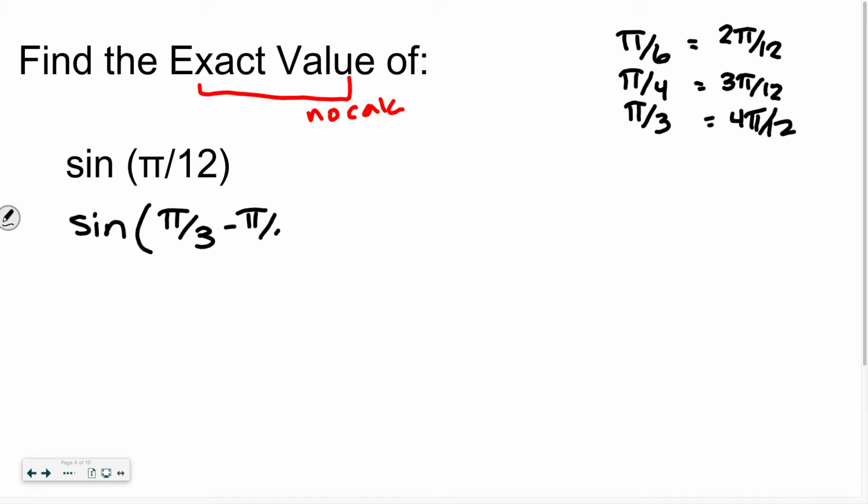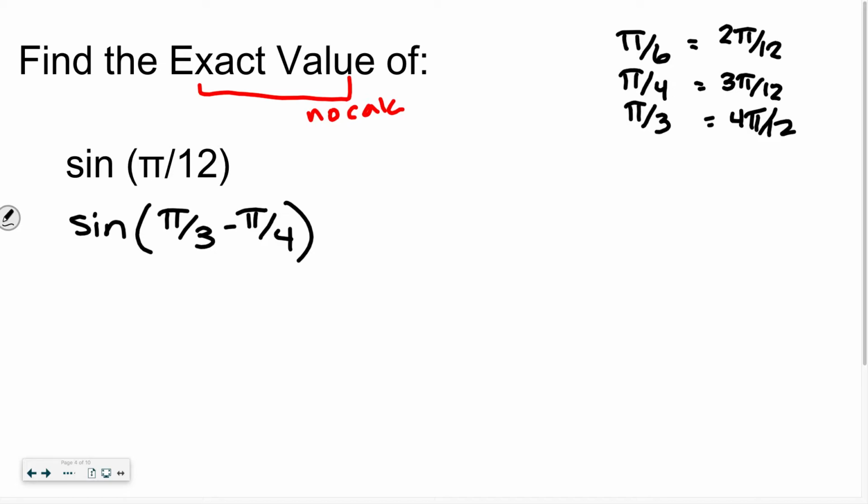Now, some of you may have been looking at your choices, and maybe you were going to say pi over 4 minus pi over 6. Would that also work? Yeah, you can use either set of angles. It doesn't matter. We're going to come up with the same answer.